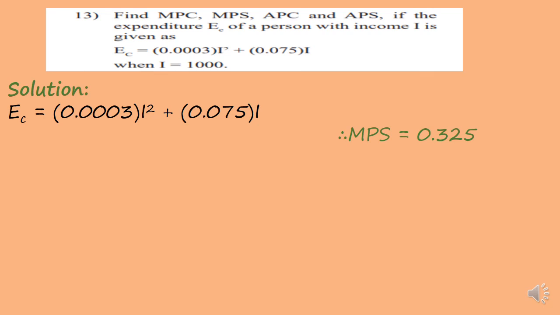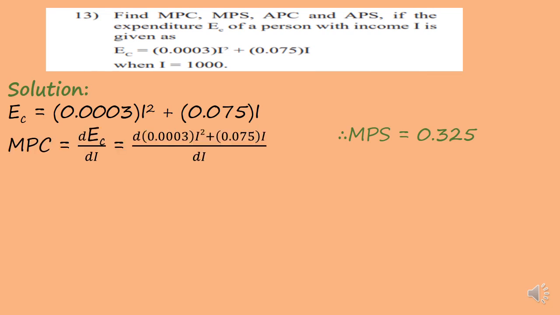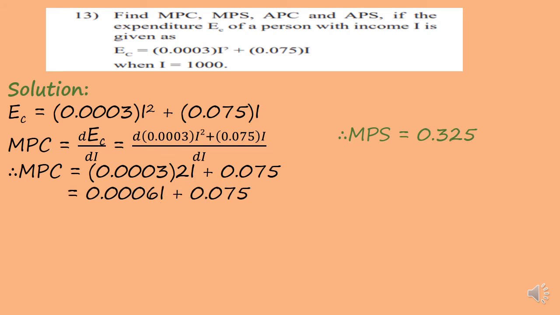So EC is given as this particular function. We find the derivative of EC with respect to I. So we find dEC by dI, which is nothing but MPC. So thus it comes out as 2I into 0.0003 plus in the second term the I becomes 1. So it becomes 0.075. Now simplifying that further, when we multiply 2 with this bracket, we are going to get 0.0006 I.